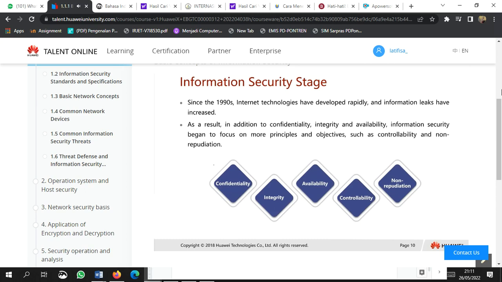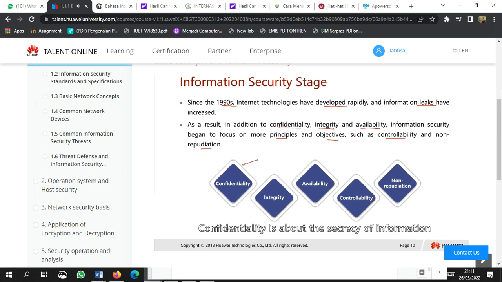So now we talk about the information security stage. This is the new era. In the 90s, when the internet developed rapidly and everybody started using it, information leaks also became more frequent. As a result, in addition to confidentiality, integrity, and availability, information security now focuses more on other principles and objectives, such as controllability and non-repudiation.